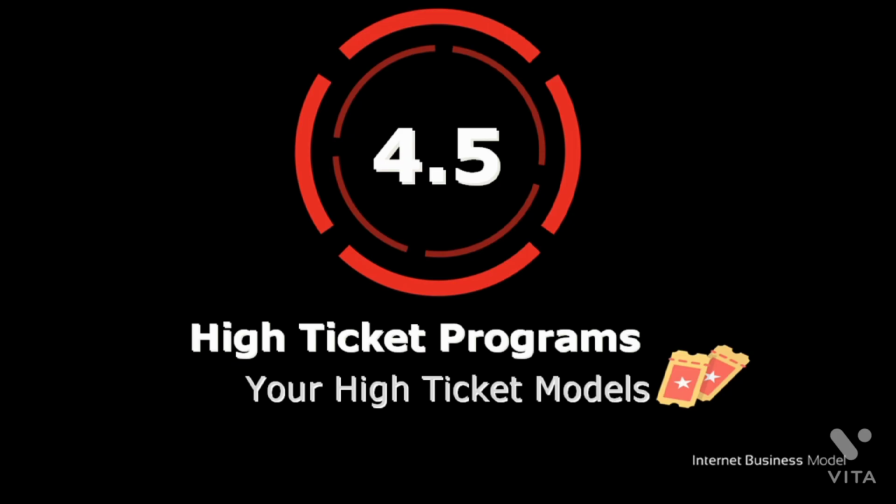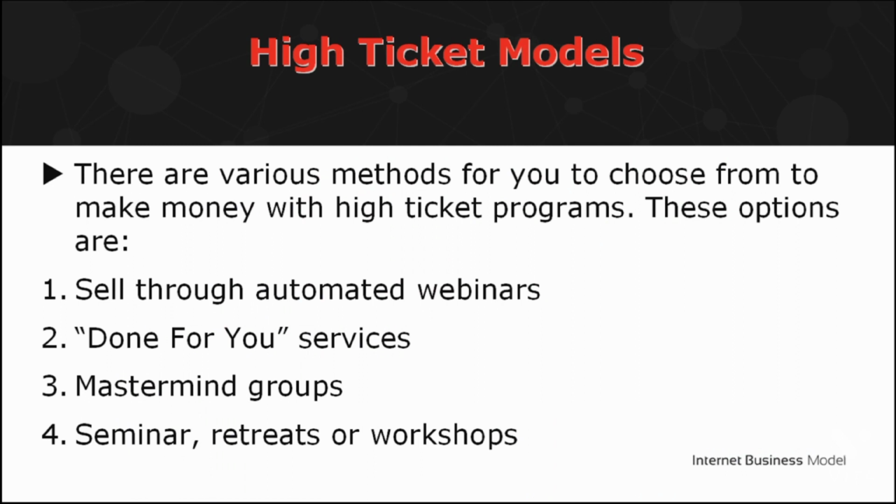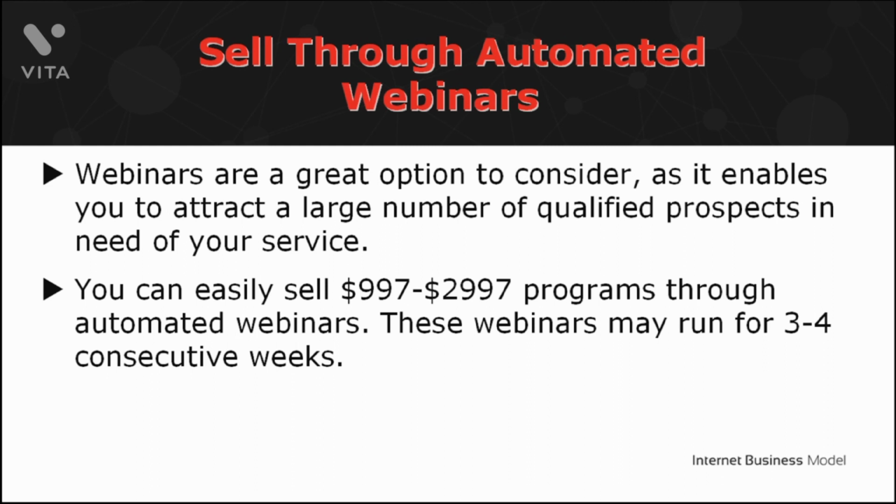Welcome back to the high-ticket program model. In this chapter, we walk you through the high-ticket program's options available for you. There are various methods for you to choose from to make money with high-ticket programs. These options are 1. Sell through automated webinars, 2. Done-for-you services, 3. Mastermind groups, 4. Seminar, retreats, or workshops. First, you can sell your high-end products via automated or even evergreen webinars.